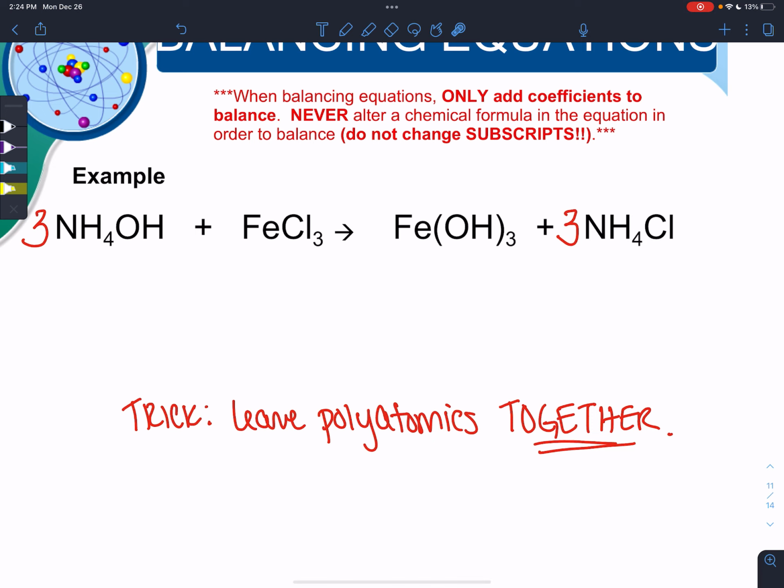issue. So now let's double check it, because remember, like I said just a few minutes ago, you can always check and make sure that you got these right. You will never have to wonder if you got them right. So we've got 3 ammoniums, 3 ammoniums, 3 hydroxides, 3 hydroxides, 1 iron, 3 chlorines, 3 chlorines. And we are balanced.